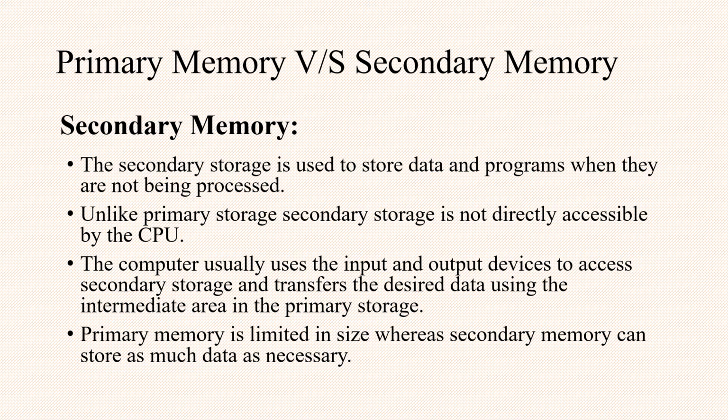Now the last point here is primary memory is limited in size, whereas secondary memory can store as much data as necessary. So there is some limitation for primary memory, which is one of the drawbacks of the primary memory. So we always have the secondary storage or secondary memory where we can store many files. If you have many images, many videos that you need in future, you can use the secondary storage devices to store the data.